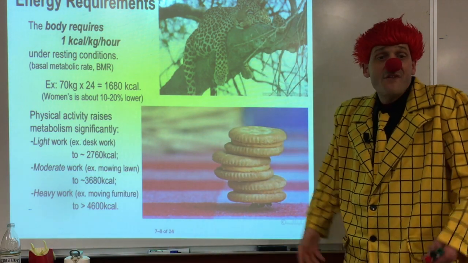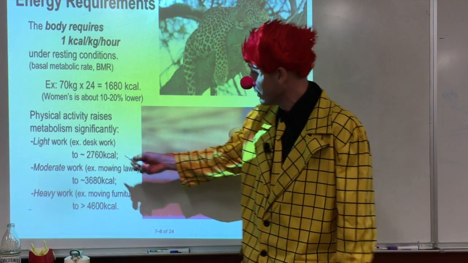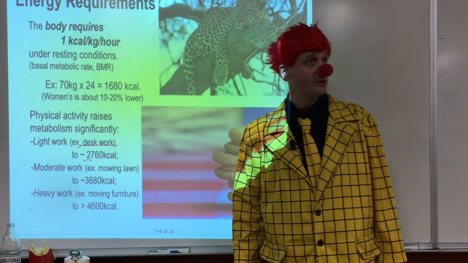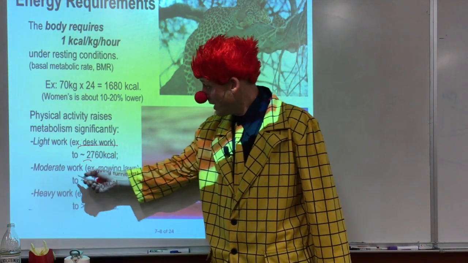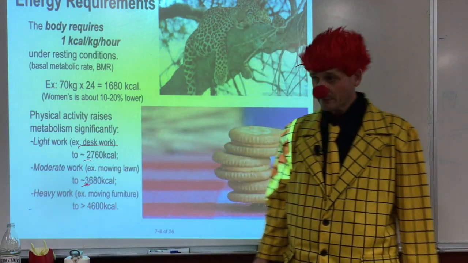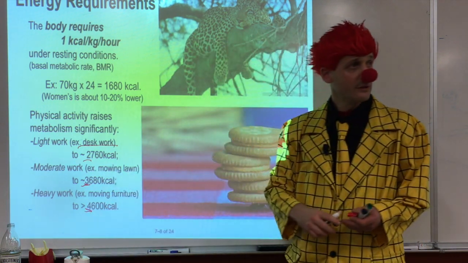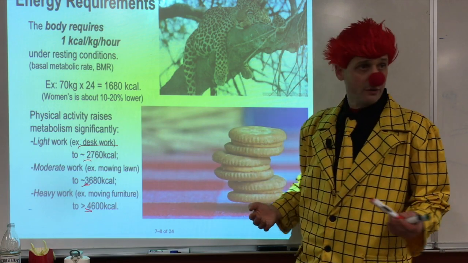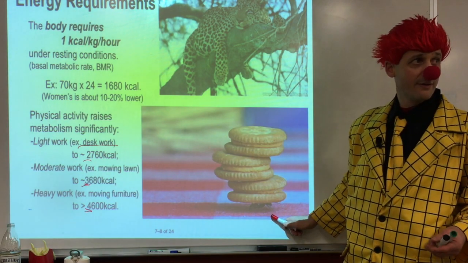And then physical activity is the stuff that adds on to it. When you do desk work, you're already adding on 1,000 to that. You're still sitting at a desk, but you're chewing stuff at the desk. When you do moderate work, like mowing the lawn, you add another 1,000 more or less. And when you do heavy work, like moving furniture, you add another 1,000. So there are your requirements, because it's important. You could be a big guy doing nothing, or a little guy doing anything.